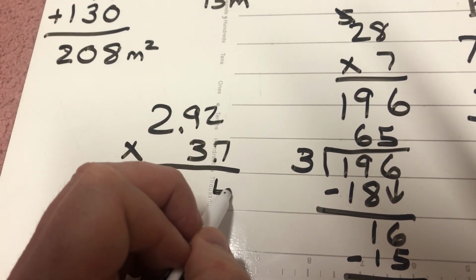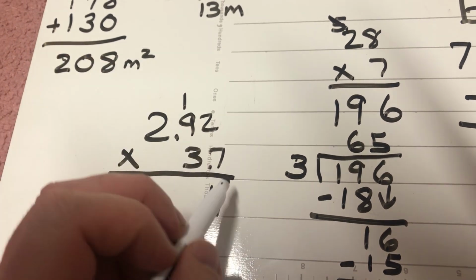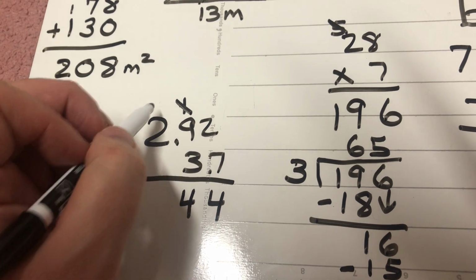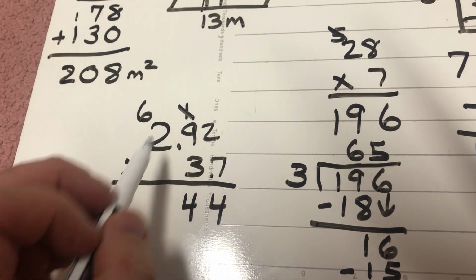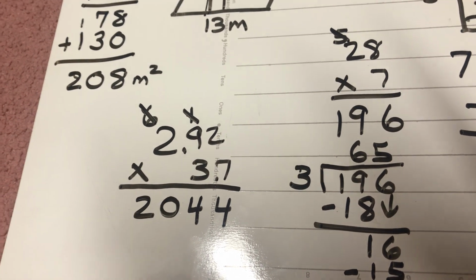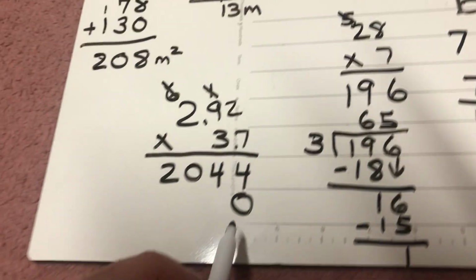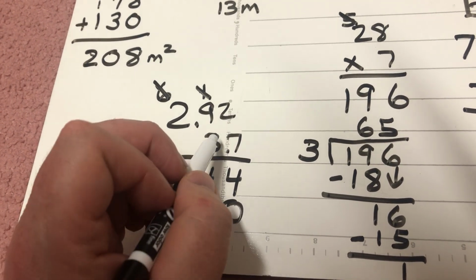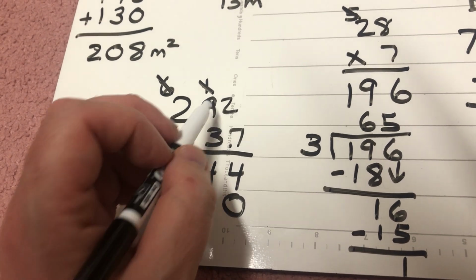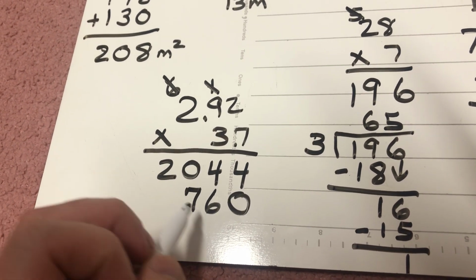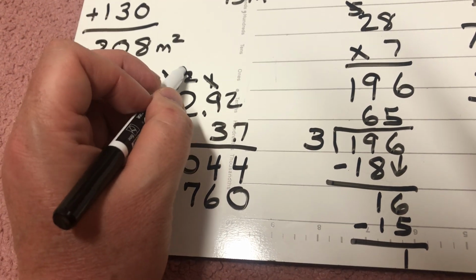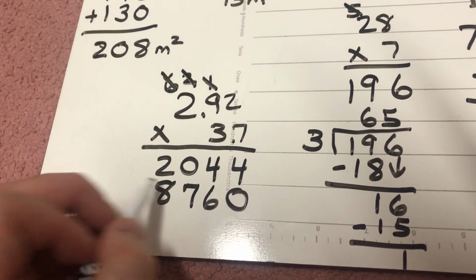7 times 2 is 14. Put the 4 down, carry the 1. 7 times 9 is 63. Plus 1 is 64. Put the 4 down, carry the 6. 7 times 2 is 14. Plus 6 is 20. Put a 0 down, so it's all lined up with my 3. 3 times 2 is 6. 3 times 9 is 27. Put the 7 down, carry the 2. 3 times 2 is 6. Plus 2 is 8.